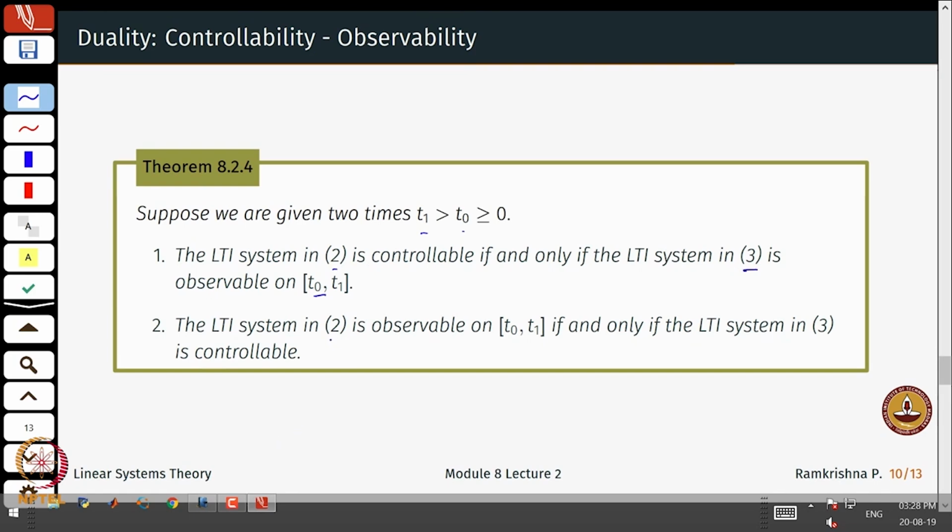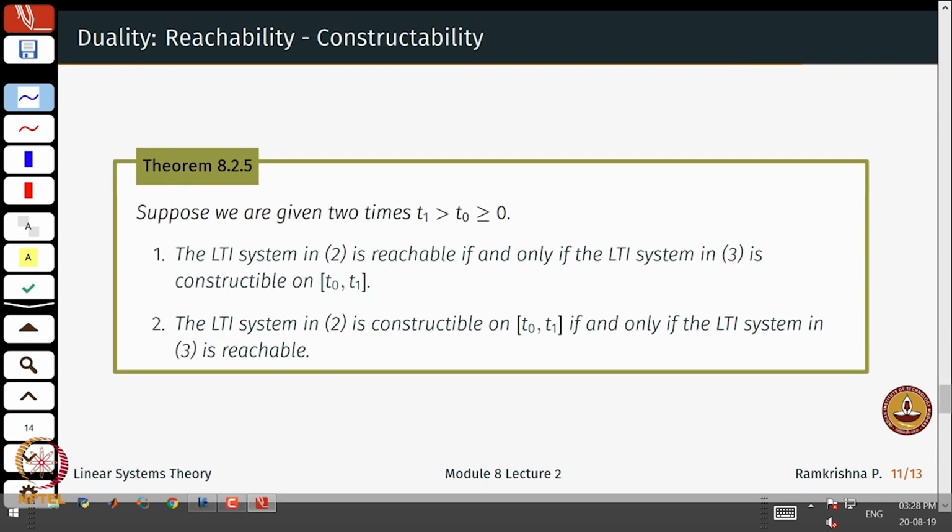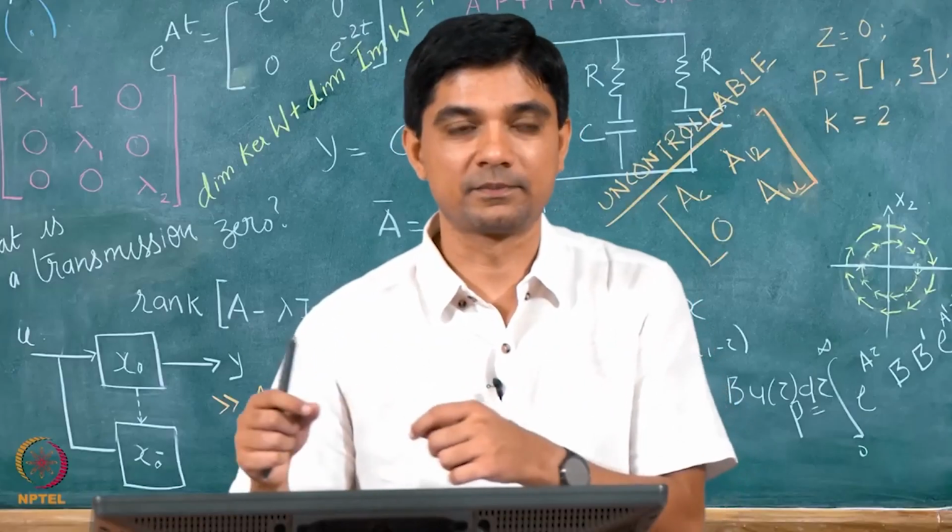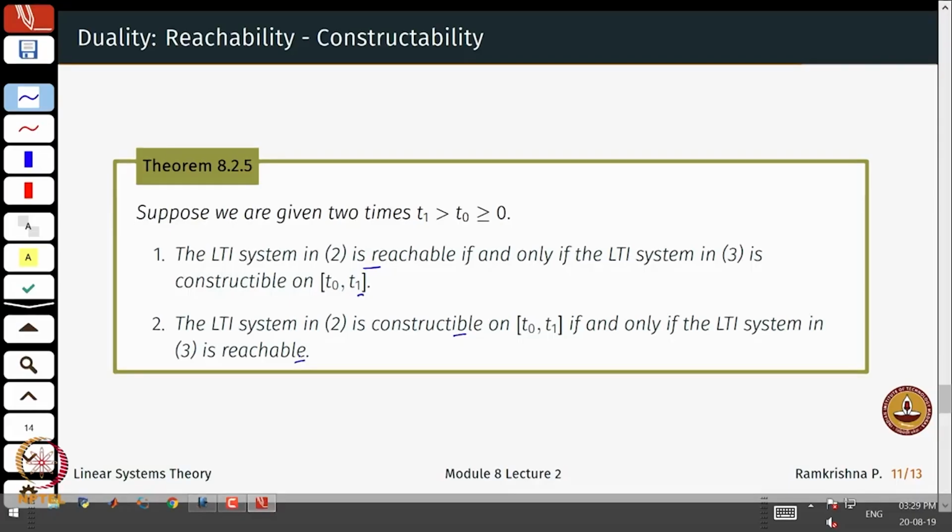Similarly, if 2 is observable, then 1 is also controllable, and it is both ways, right. So, 2 is observable if and only if 1 is controllable, right. Similarly, I can do it for the reachable and the constructible Gramians, right. So, system 2 is reachable if and only if the system 3 is constructible, and vice versa, that system 2 is constructible if and only if the system 3 is reachable. You can again check by writing down explicitly the Gramians, right.